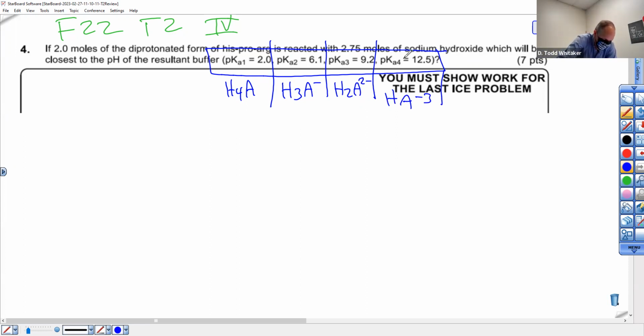You notice the 4 here matches the 4 here? See that? So I'm giving you 4 pKa's, the most protonated one and the least protonated one. So which of those 4 things am I starting with in this word here? H2A2 minus. You got to start there. Here's the full ICE treatment. Full ICE.